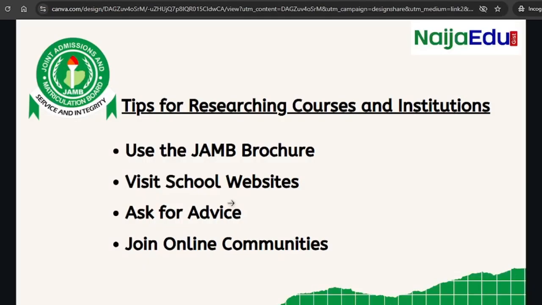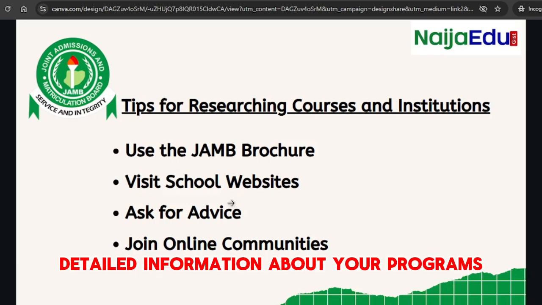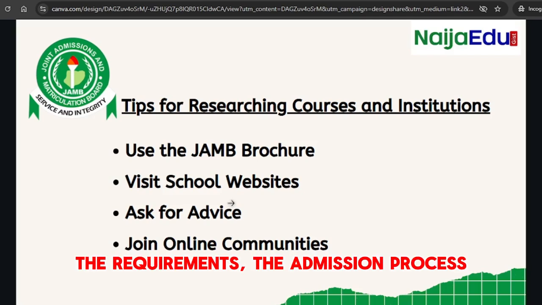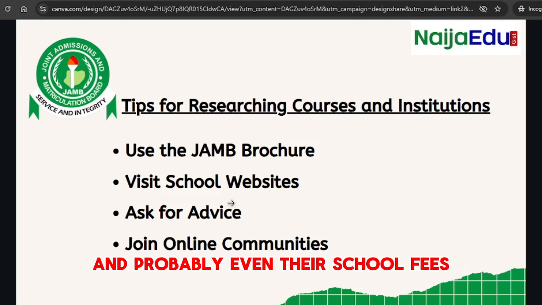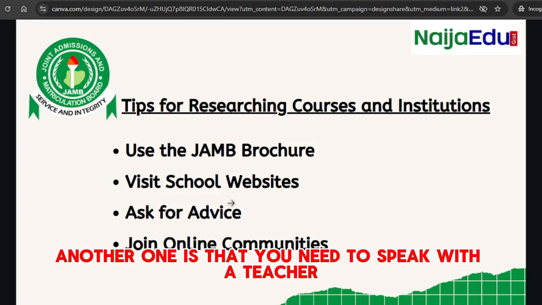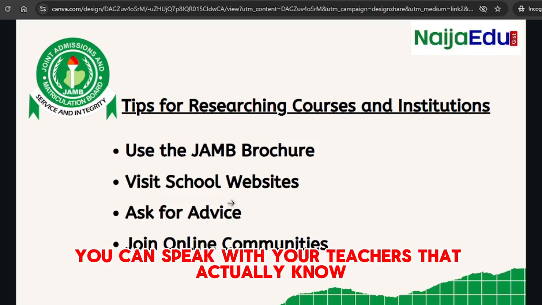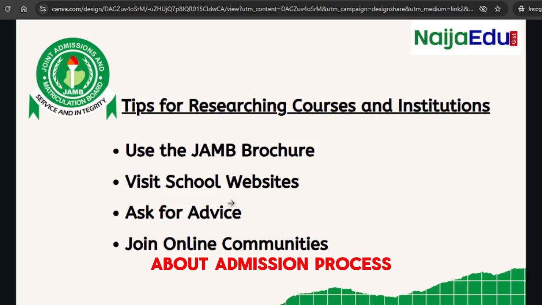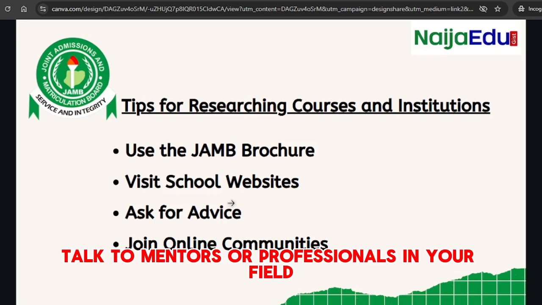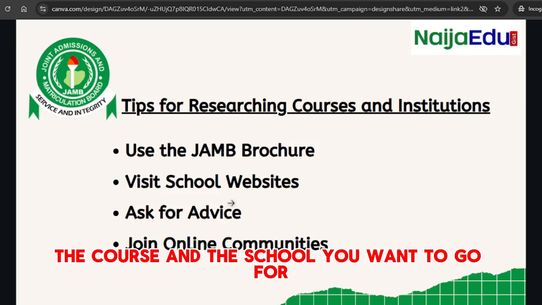Then next, you can check the school website. Most of these schools have their website where you can find detailed information about their programs, the requirements, the admission process, and probably even their school fees. Then another one is that you need to speak with a teacher. You need to seek advice. You can speak with your teachers that know about the admission process. Talk to mentors or professionals in your field. They will guide you through the course and the school you want to go for.